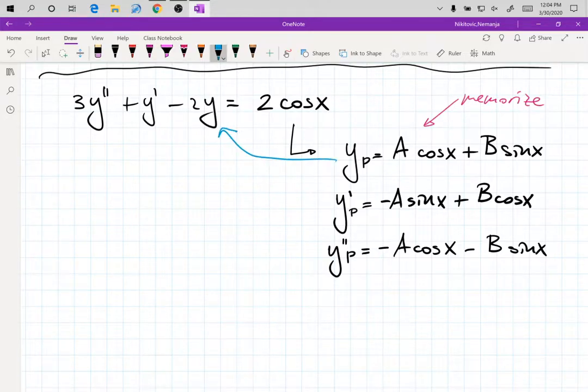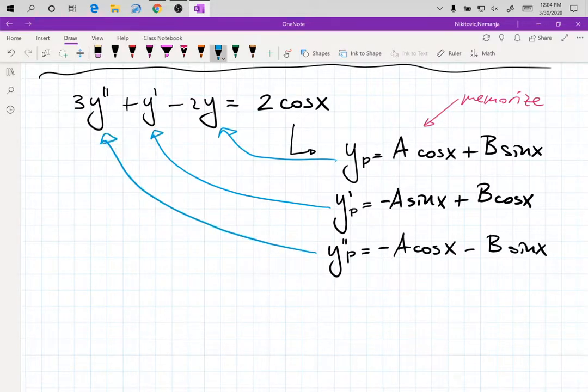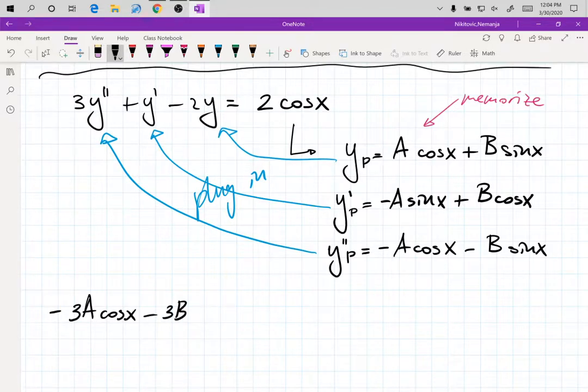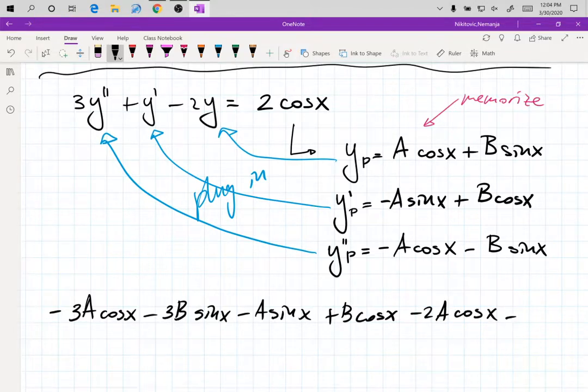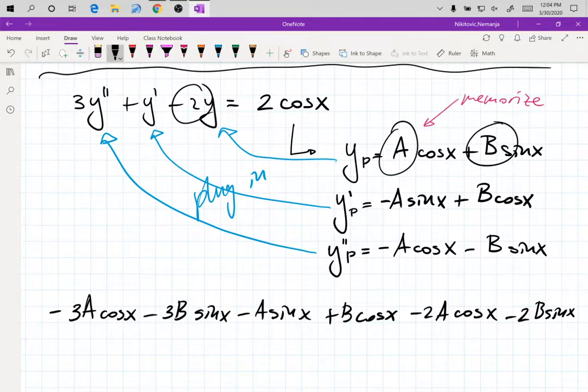Okay, so yp goes there, yp prime goes there, yp double prime goes there, so plug in, and good luck, right? So 3 times the bottom, so that's negative 3a cosine x minus 3b sine x, plus y prime, which is negative a sine x plus b cosine x, and now minus 2a cosine x minus 2b sine x. When you distribute negative 2 into both of these, you get a negative and negative, and all of that is equal to 2 cosine x.